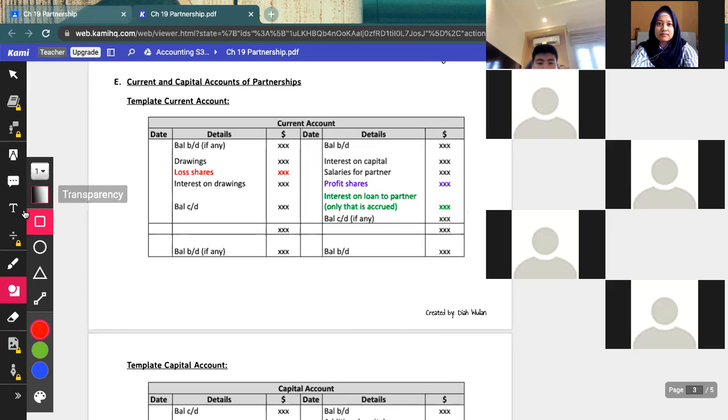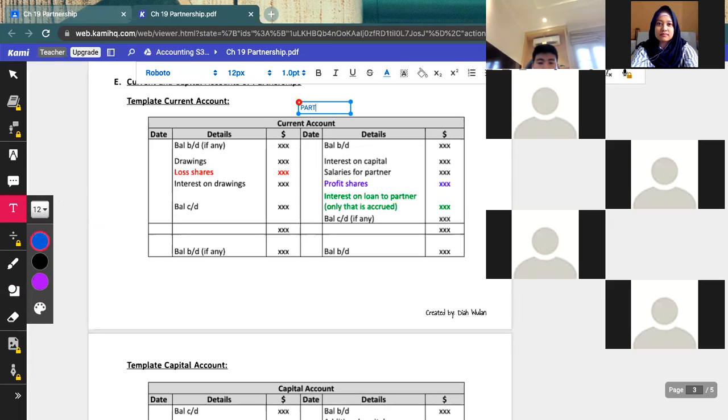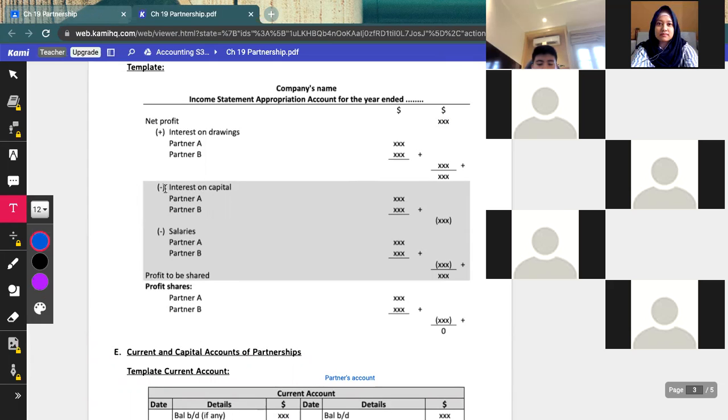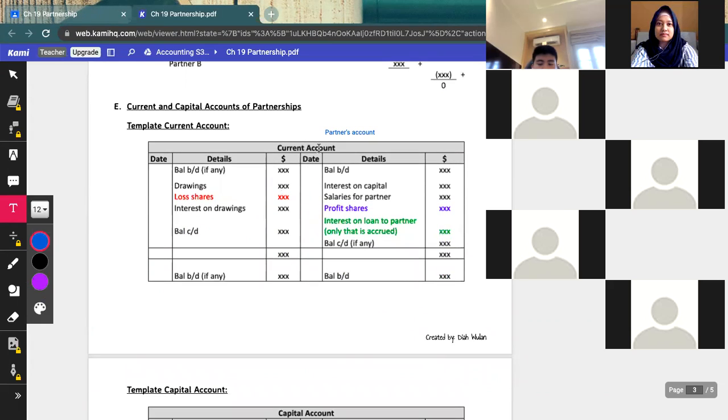So the current account is basically the partners' account. Okay, so in the capital current account, the balance b/d is on the credit side, and then add interest on capital. Remember, interest on capital is a reward for partners. That is why interest on capital increases the current account, because this is the partners' account, not the partnership. It is not like the partnership, where it deducts profit; for the current account it is adding, because it is for partners.